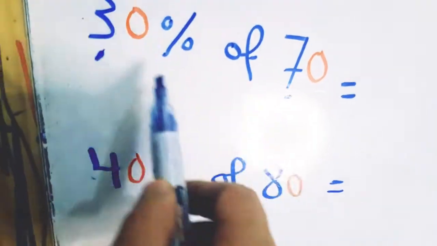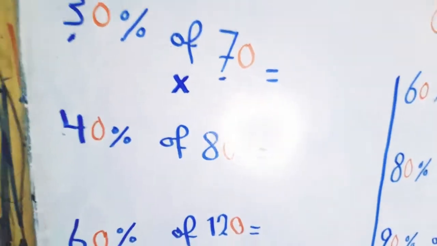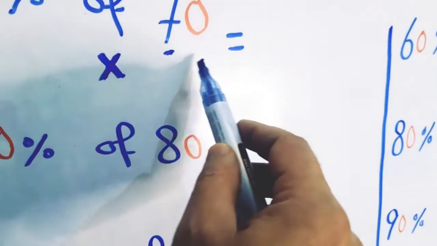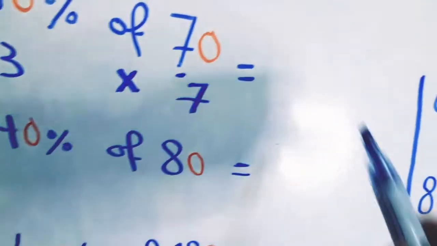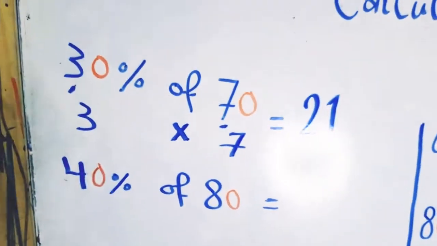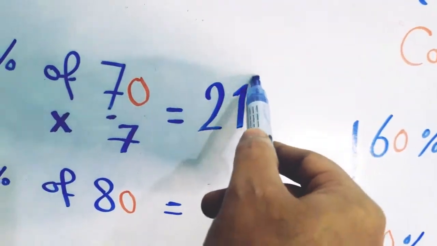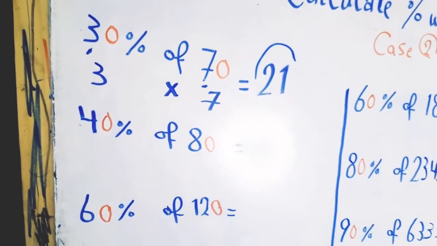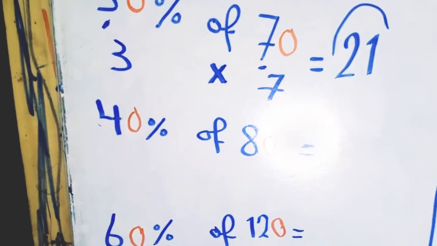Of course, we all know that "of" here means multiplication. So we multiply 3 by 7. 3 times 7 equals 21. So 30% of 70 equals 21. I think it's a simple rule and you must use it. Let's take another example.